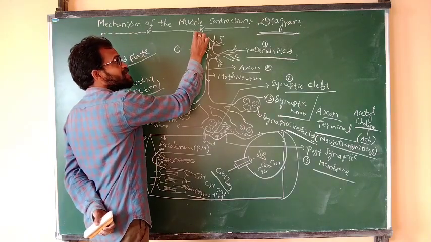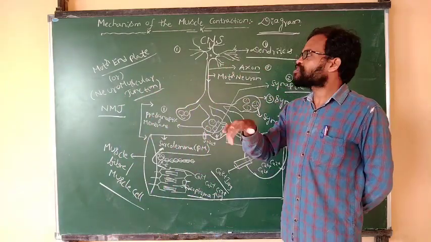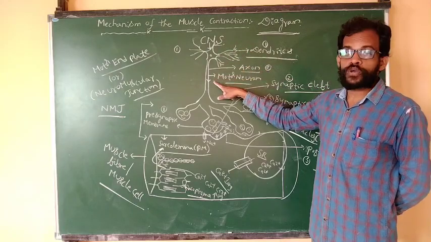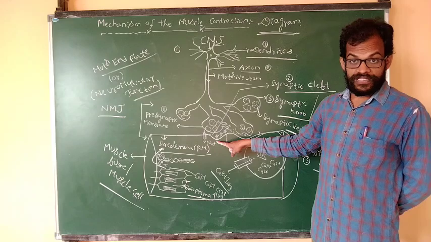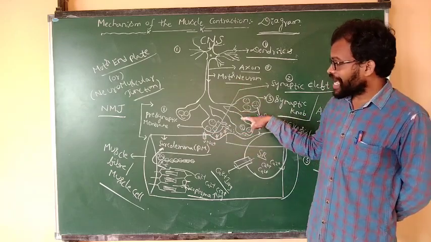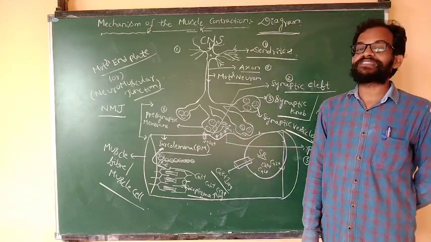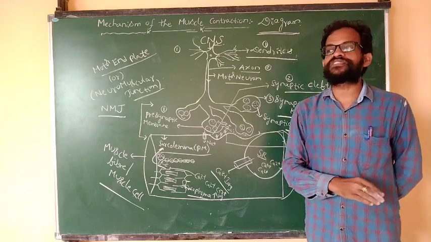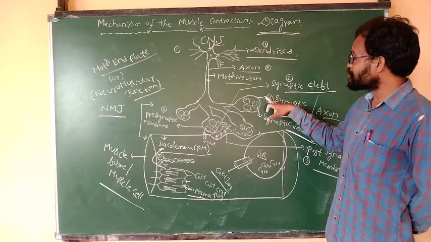What is the first step of muscle contraction? The muscle contraction is initiated by the central nervous system. The central nervous system sends the message to the motor neurons. The motor neurons send the message to the entire muscle fiber or muscle cell. The end of the motor neuron consists of the synaptic nerve or axon terminal. These synaptic nerves are filled with synaptic vesicles. These synaptic vesicles are filled with neurotransmitters.